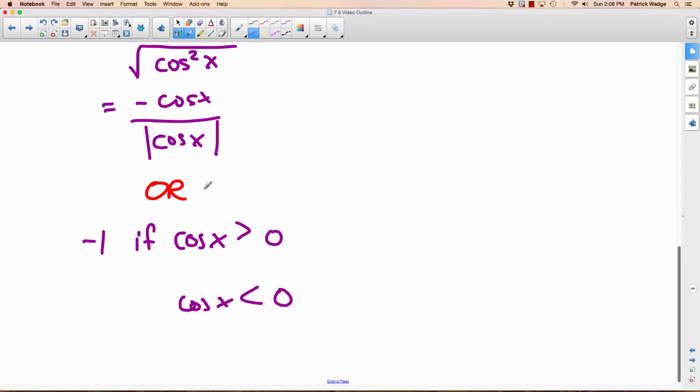What if it was less than 0? Well, if it was less than 0, this would still be positive because it's an absolute value sign. But this would become positive as well because you'd have negative times a negative, which is a positive. So there'd be no more negatives. You could cancel out the cosines. You'd be left with 1 if cosine x is less than 0. So y prime equals all this, or you could say y prime equals that.